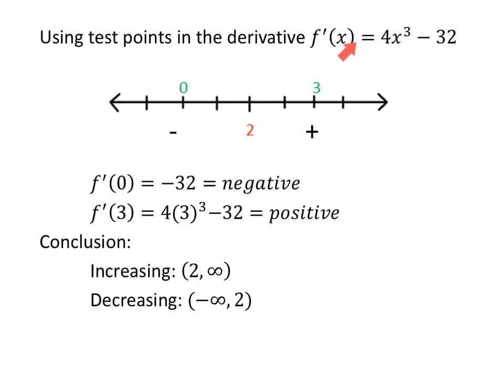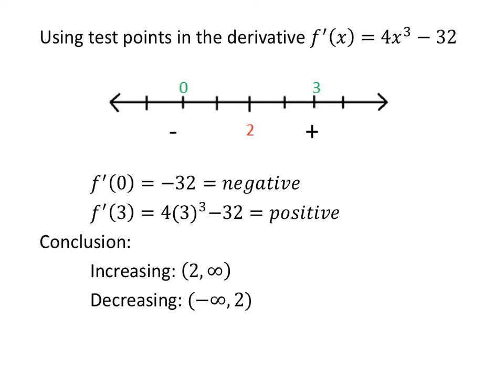So in my derivative, my test points go in the derivative. F prime of 0 is negative 32, but I don't care that it's 32. I care that it's negative. F prime of 3, I'm going to put 3 cubed. 3 cubed is 27. 27 times 4, I don't know, but it's bigger than 32. So 4 times 3 cubed minus 32 is going to be a positive number. That's all I really care about, positive or negative.